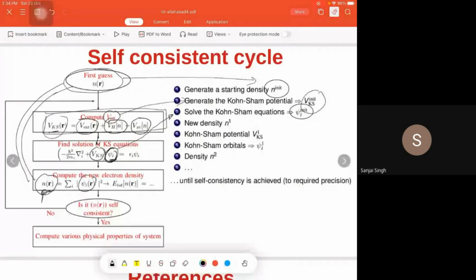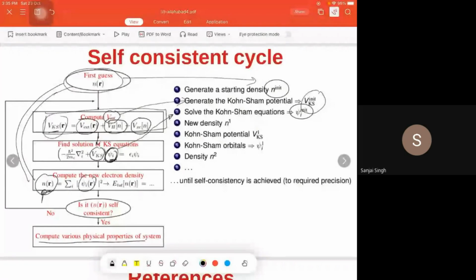Once you calculate the charge density, you can calculate whatever you want. Once the density of the ground state is determined, all the physical properties of the system are determined. Okay, so only the ground state properties you can determine from DFT. If you want to calculate excited states or something, then you have to look for something else.